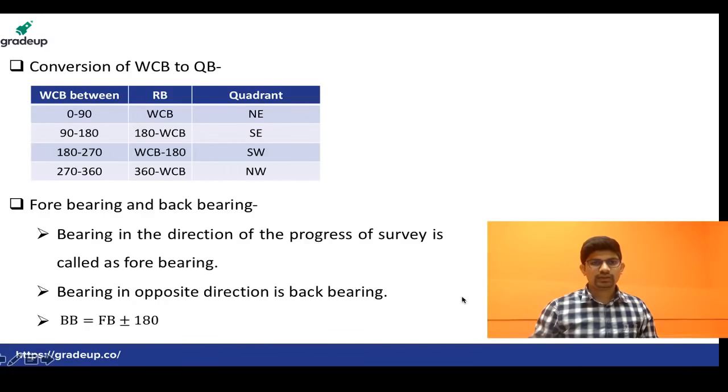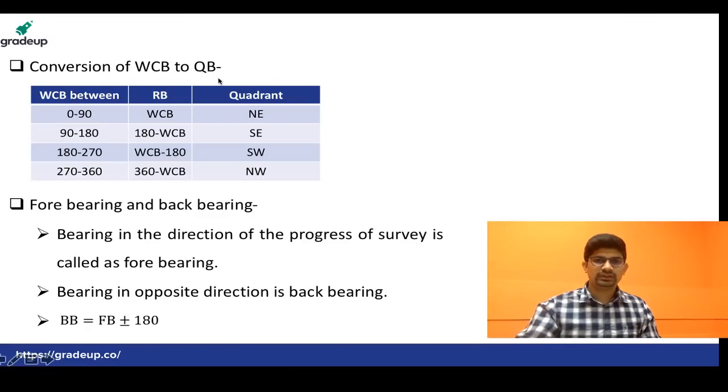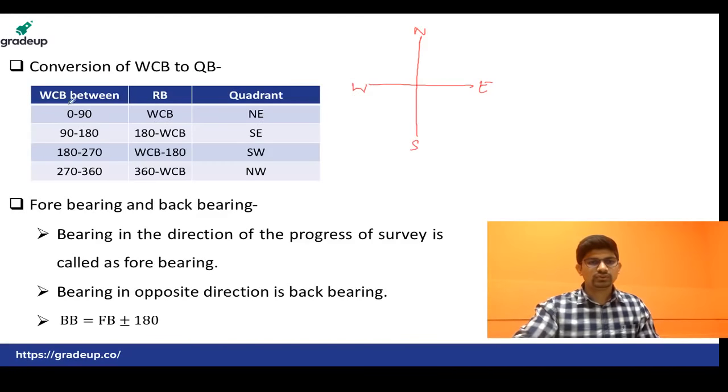Now, conversion of WCB to quadrantal bearing. Suppose you are provided with the whole circle bearing and you want to convert it into quadrantal bearing, or the angle is provided in quadrantal bearing and you have to convert it into WCB. In that case this table will be helpful. I have already given you this representation: north, south, east, west. So WCB between 0 and 90 is this quadrant.